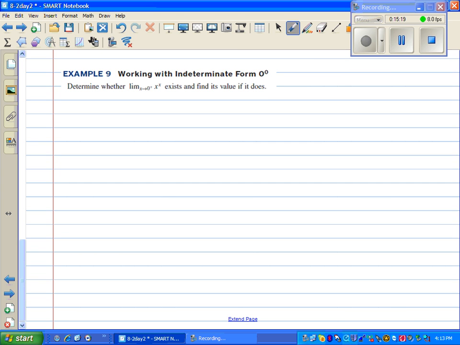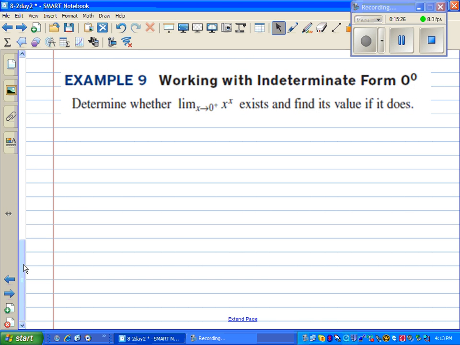Let's look at a very similar type of problem. In example 9, let me make this a little bigger so you can read a little better. And this is in your book, of course. In example 9, working with indeterminate form 0 raised to the 0 power, we're going to do the exact same process. We're going to let f of x equal x raised to the x. We're going to take the natural log of both sides, and that's going to bring that exponent down in front. So we have x natural log of x. We need a fraction, so we have natural log of x over 1 over x.